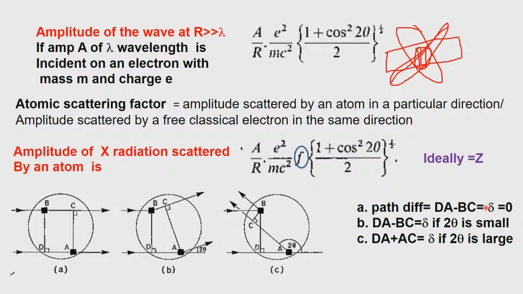So, dA minus BC is equal to 0. So, there is no path difference. If there is no path difference, there is no phase difference, phi is also 0, and as a consequence the scattering that is coming out from this atom is proportional to the value of Z. In fact, it is equal to Z at ideally 0 value of no change.